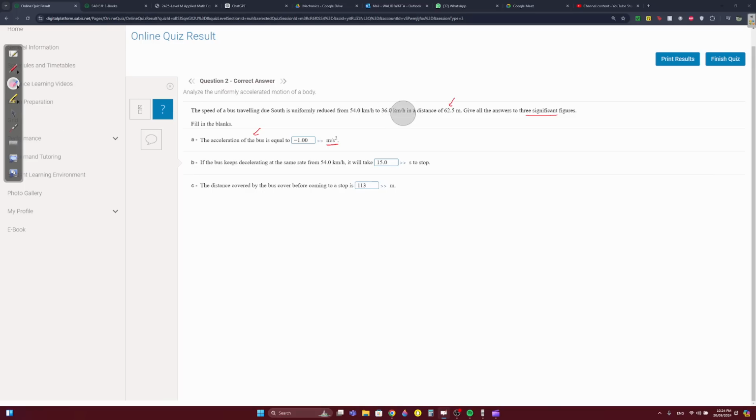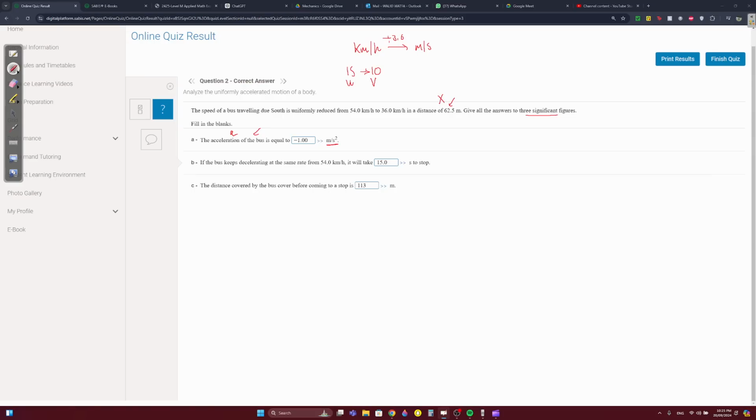If you want to convert from kilometers per hour to meters per second, you divide by 3.6. 54 divided by 3.6 is 15. 36 divided by 3.6 is 10. So we want from 15 to 10. Can we find the acceleration? We should be able to. We want acceleration. We have the initial velocity u, we have the final velocity v.